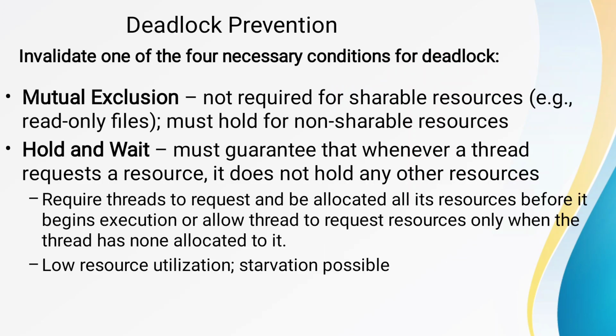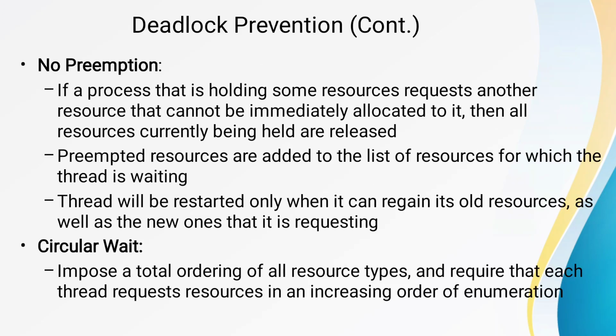The prevention methods are mutual exclusion and hold and wait. These two are used to prevent deadlocks. Then no preemption and circular wait. In this, if a process that is holding some resources requests another resource that cannot be immediately allocated to it, then the resources currently being held are released.